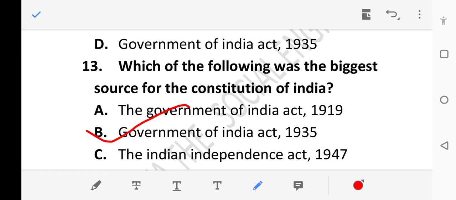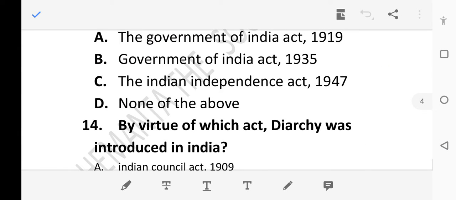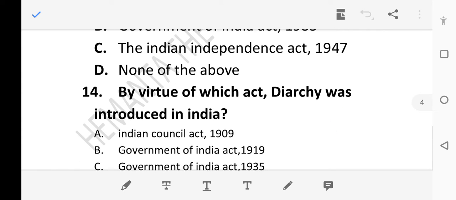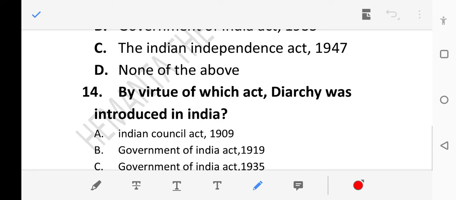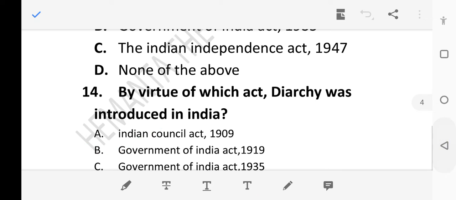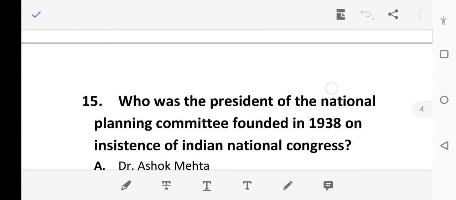Next question, that is question number 14. By virtue of which act was diarchy introduced in India? That is option number B, Government of India Act 1919. That is the diarchy or double government introduced in India. Next, that is question number 15.